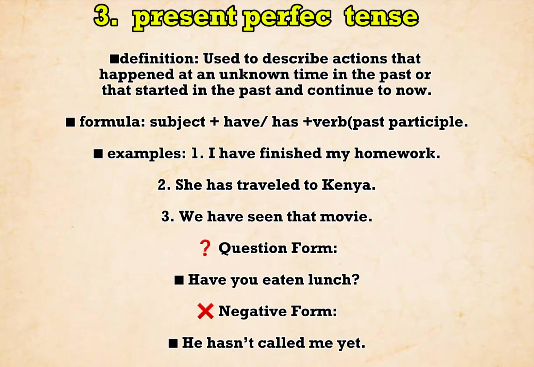Examples: 1. I have finished my homework. 2. She has traveled to Kenya. 3. We have seen that movie. Question form: Have you eaten lunch? Negative form: He hasn't called me yet.